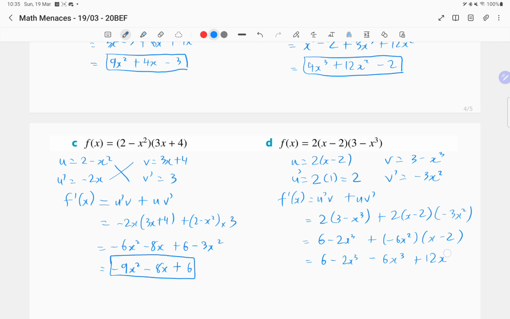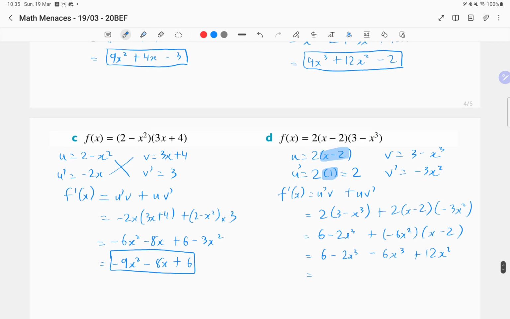In question 1D, do you expand the brackets first? You can, or you can just derive. Remember, any constant number you can ignore, and derive what's in the bracket. So when you derive this, you just get 1. But you can expand it first, that will make things a little bit easier. Then I just derive what I've expanded, which is 2.